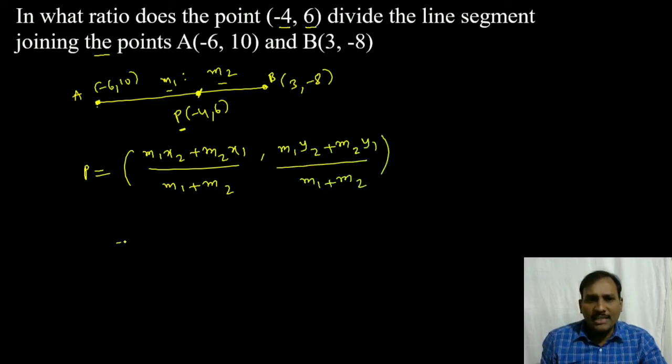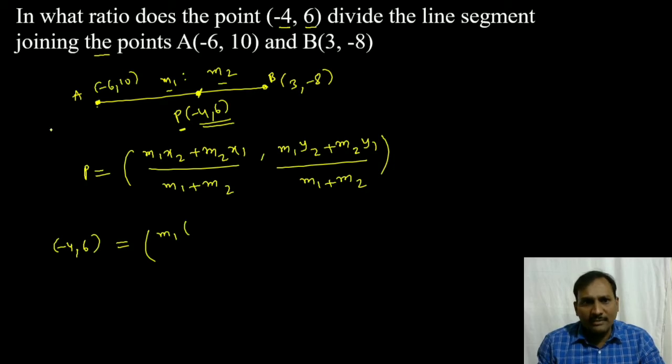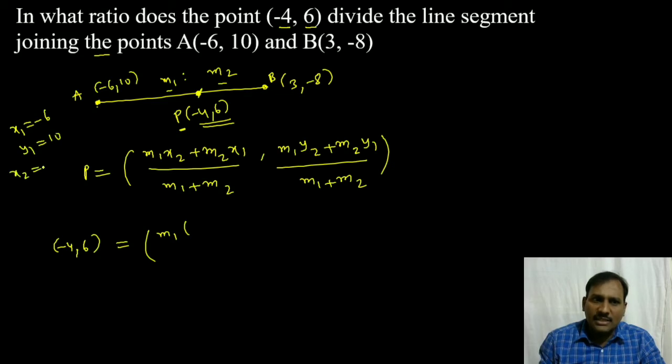So here P is given. What is point P here? -4, 6. Let the ratio be m1 is to m2. That's what we have to find. So let us write x1 is -6, y1 is 10, and x2 is 3, y2 is -8.